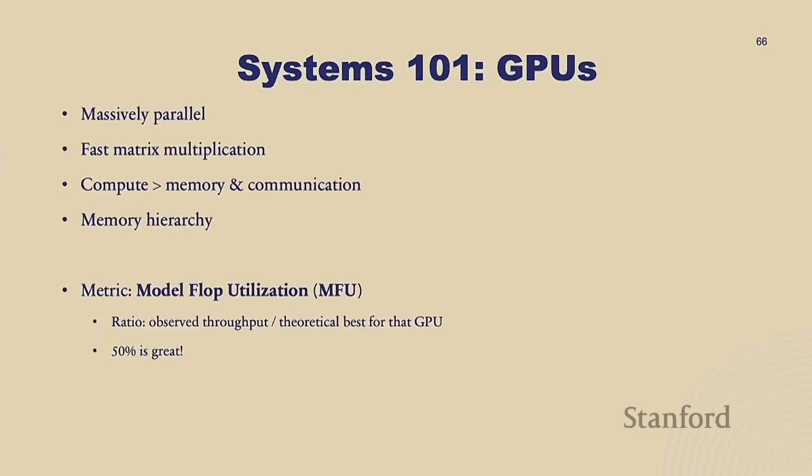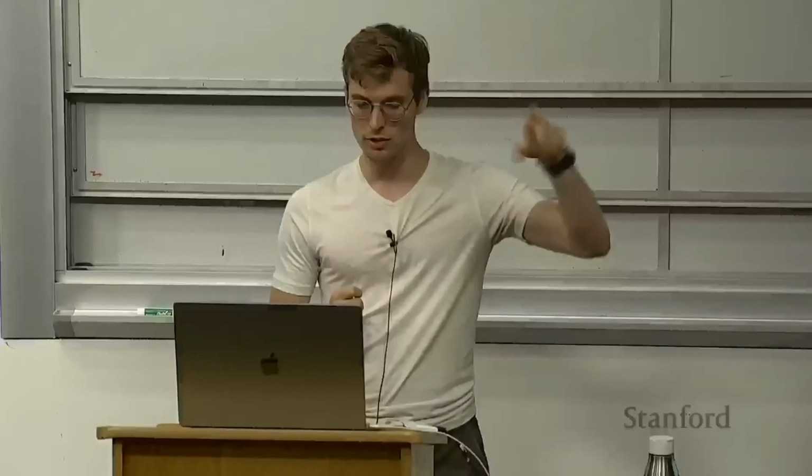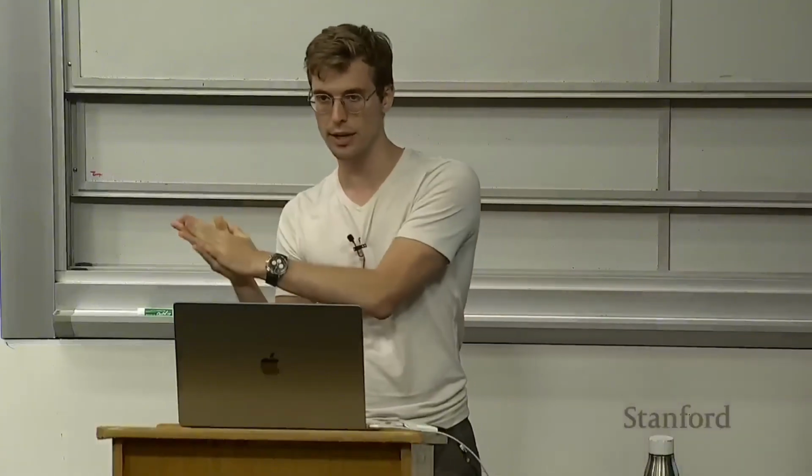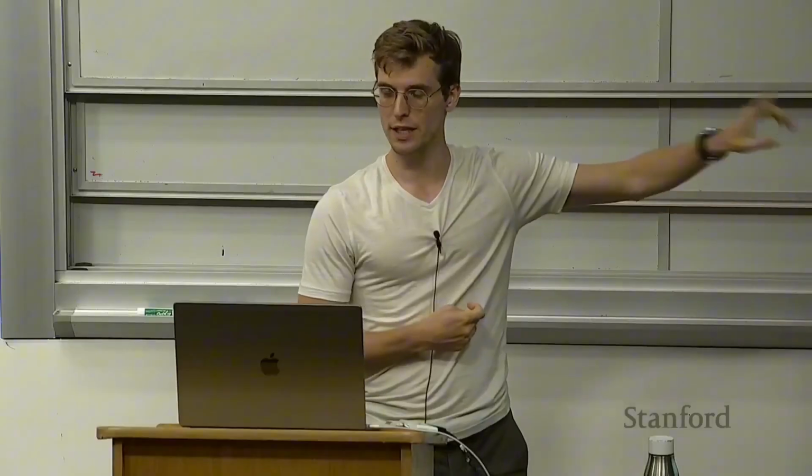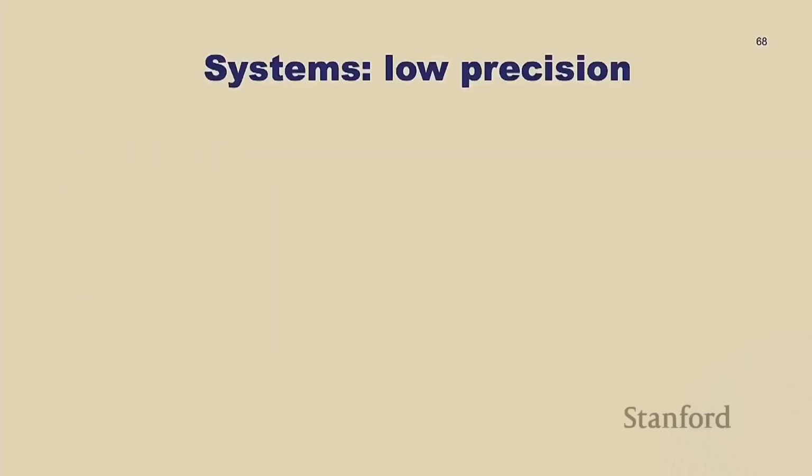I told you about the fact of communication. The metric that people usually look at is model FLOP utilization: the observed throughput divided by the theoretical maximum number of FLOPs the GPU could use per second. In general, if you reach 50%, you're very happy. For example, Facebook's Llama was at 45% or something like this. That means that data doesn't come fast enough, even for these big companies.